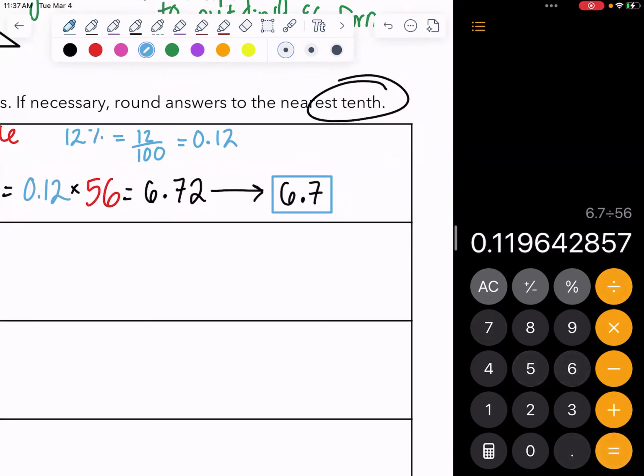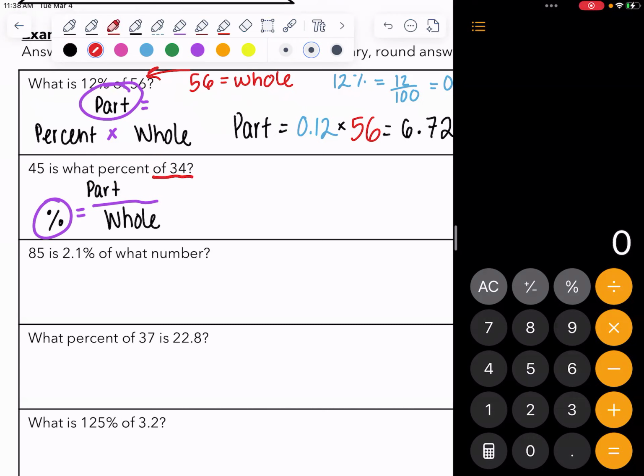The "of" part is telling us the whole, of 34. 45 is what percent of 34. So 34 is the whole. So it's not always that the bigger number is the whole. That's not always true. 45 is then the part because it's not the percent. Part is equal to 45. So the percent is equal to the part, 45, divided by the whole, 34.